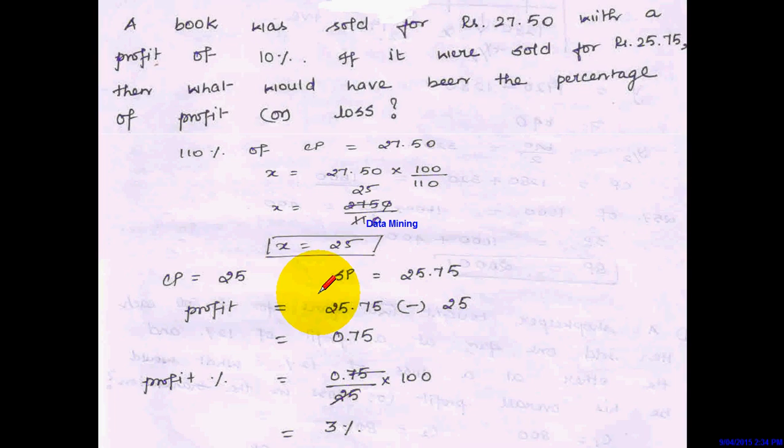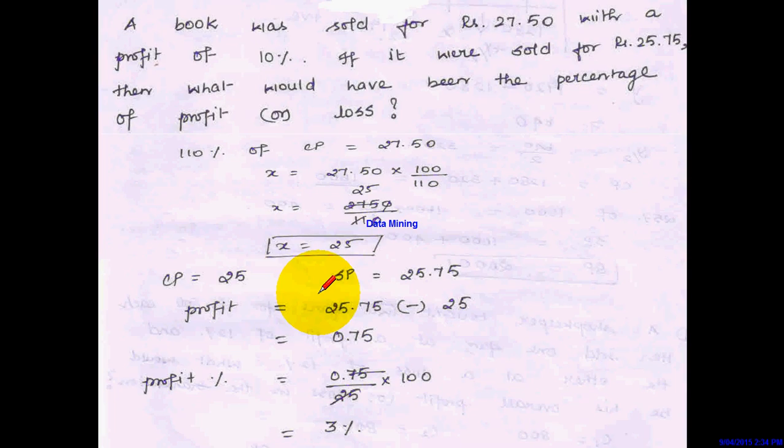Now we can go with the next step, that is, if it were sold for rupees 25.75. Suppose I sell the same book for another selling price, 25.75, then what would be the percentage of profit or loss? They are not sure whether we incur profit or loss. That is very simple, isn't it? Because we know the cost price of the book, it is very easy to calculate.